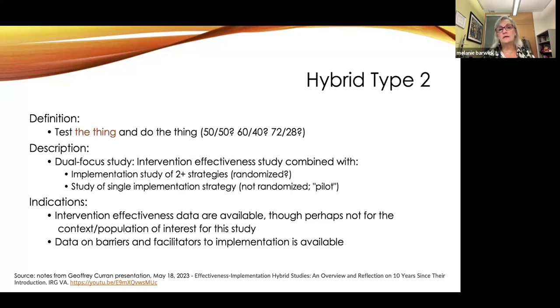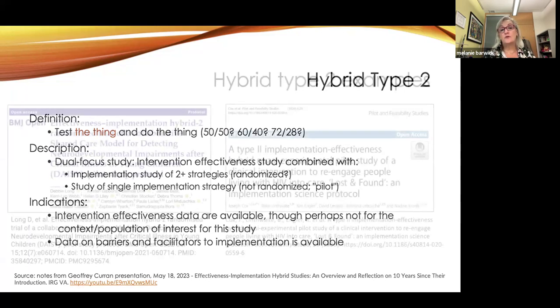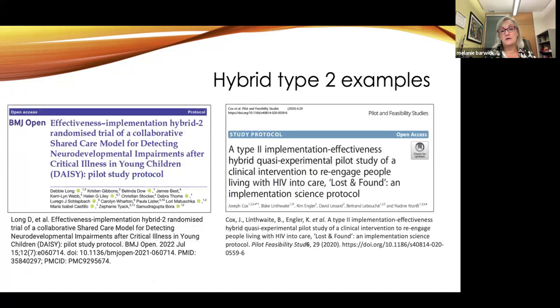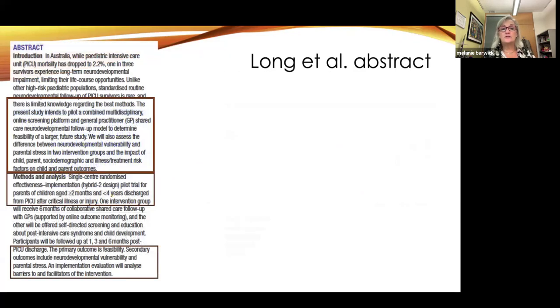You're really spending equal amounts of attention, method, procedures, and everything in both of those camps. And here again, I've given you 2 examples of hybrid type 2 studies. One's a pilot study protocol. Well, they're both study protocols, actually. But looking at the one on the left by Long et al., we can again start to pick out some strengths and weaknesses of their approach.